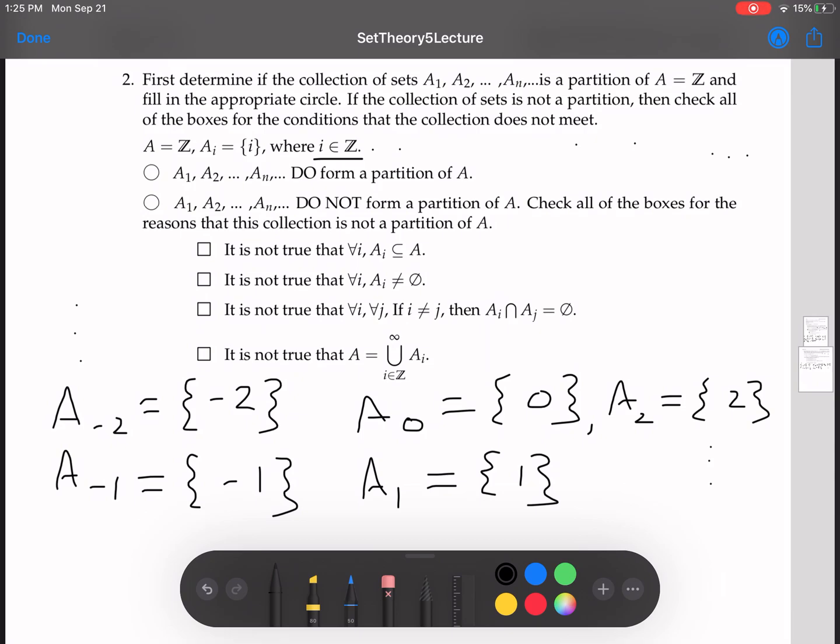All right, so now let's decide if this is a partition. First of all, looking at this condition, are each of those a subset of the integers? Yes, that's true. Are each of those non-empty? Yes, that's true. What about the intersection? Do any of these sets have something in common? That's right, no they don't. And what about when you union them together? When you union them together, you get A back. So it meets all the conditions of a partition, and so then we have this here.